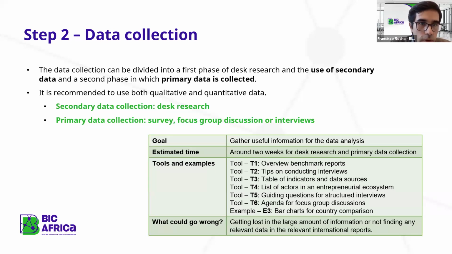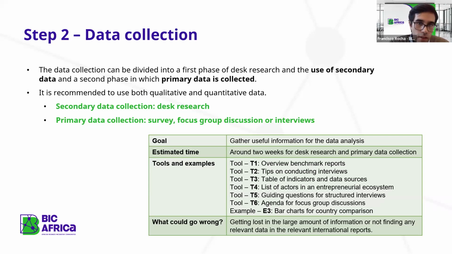So here, when we talk about secondary data collection, we are talking about desk research. And when we are talking about primary data collection, we are talking mainly of 3 methodologies. First, survey. The second is a focus group discussion. And the third is interviews.